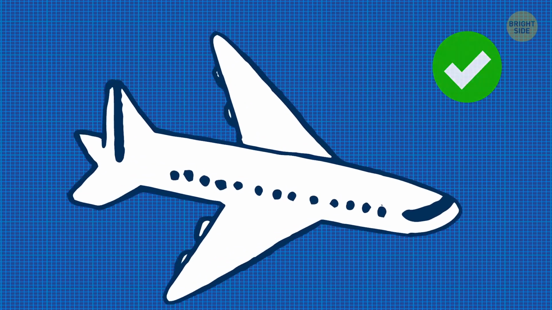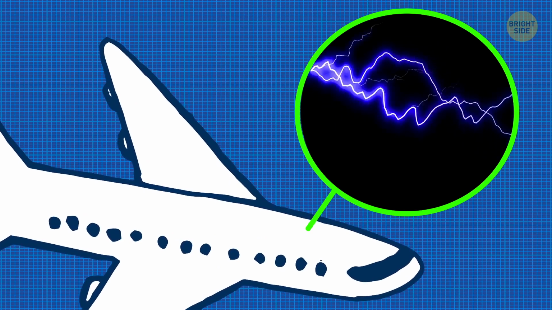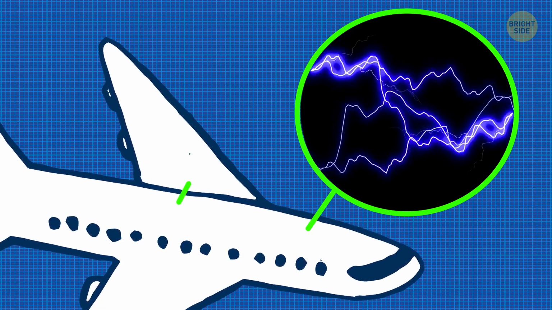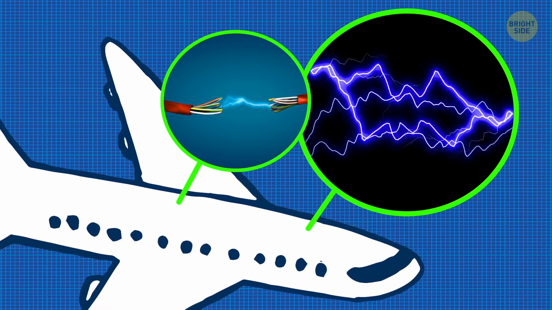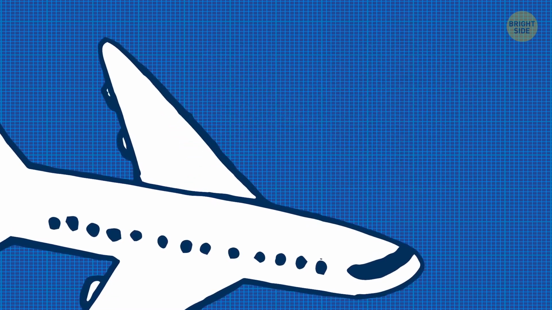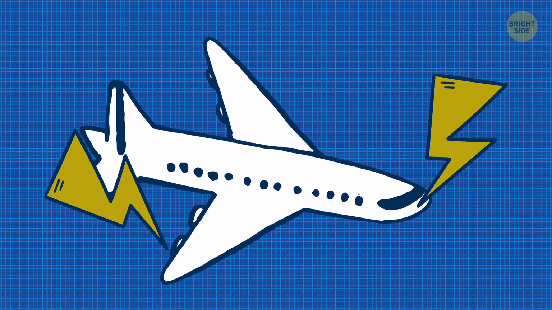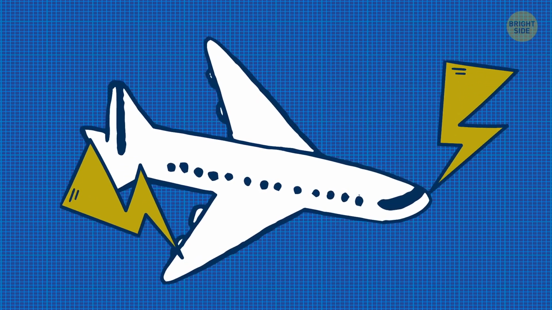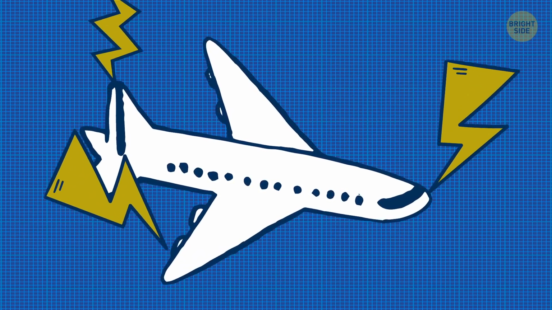That's because today's aircraft are designed and built with lightning in mind. More specifically, plane manufacturers are very careful with how the wiring is done. When lightning does strike a plane, it usually strikes an edge of it, like the tip of a wing or the nose, and the electrical current leaves through the tail.